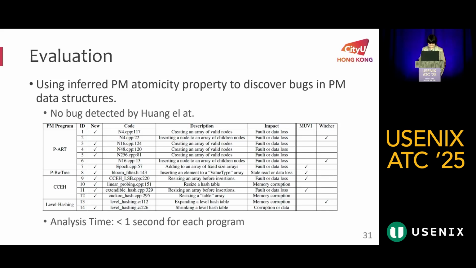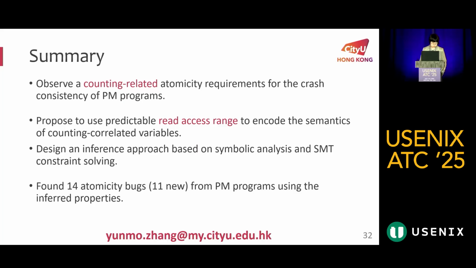To summarize, we observe counting-related atomicity requirements for the crash consistency of PM programs, and we propose to use predictable read access ranges to encode the semantics, or the programmer's intent, of these variables. We design an inference approach based on symbolic analysis and constraint solving. Our evaluation validates the effectiveness of our approach and the existence of such counting-related atomicity bugs.